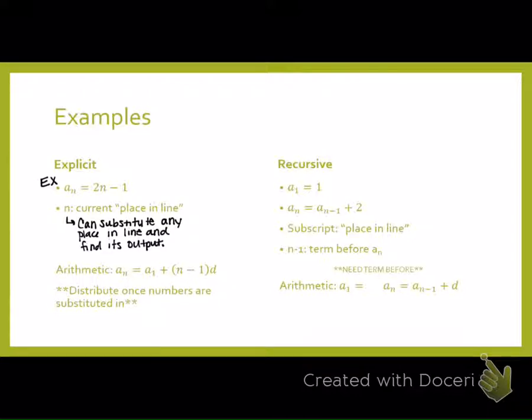So the arithmetic explicit is as follows. A sub n equals a sub 1 plus the quantity n minus 1 times d. So you distribute once numbers are substituted in to get it looking more like slope-intercept form. So first of all, a sub 1 is the first term in the sequence. You know how we said like the start when we were looking at the next now? That's what that is.